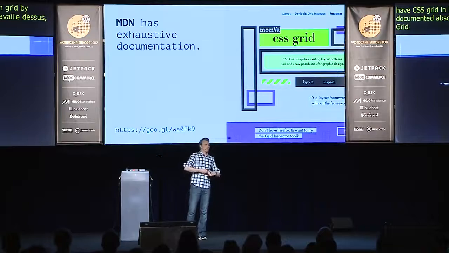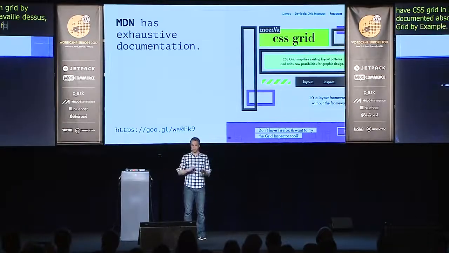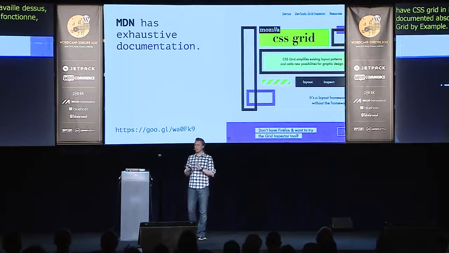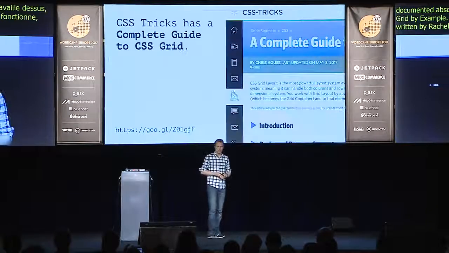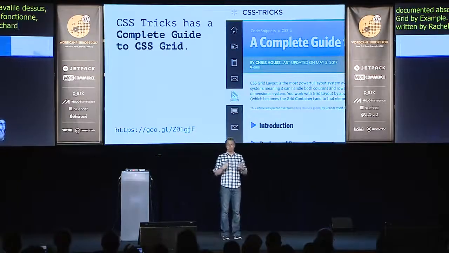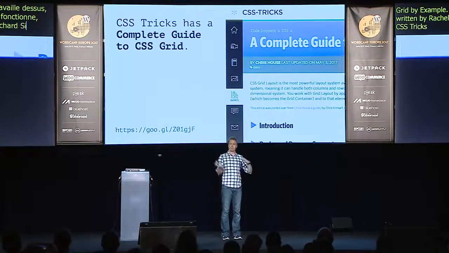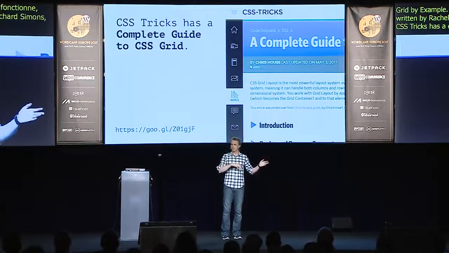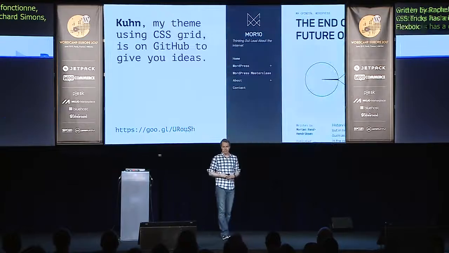Mozilla Developer Network has tons of documentation, most of it written by either Rachel Andrew or Jen Simmons. It is a great resource. It's documented every single property and everything that's going on. CSS Tricks has a complete guide to CSS Grid, which is just like the complete guide to Flexbox, also the same content over again.